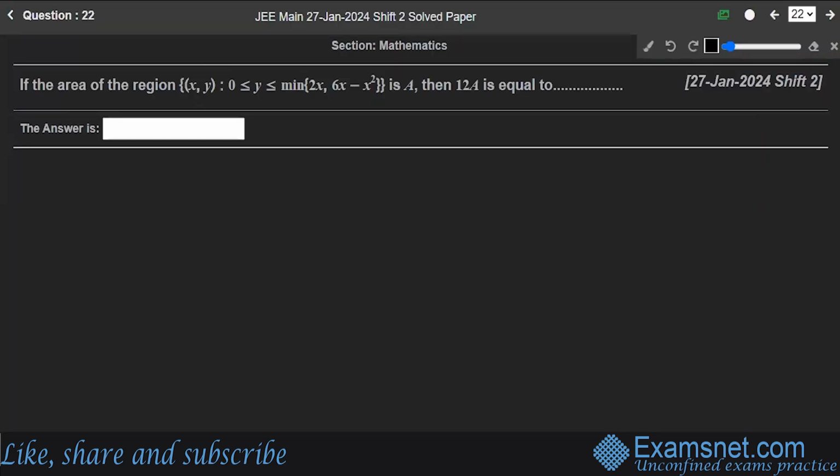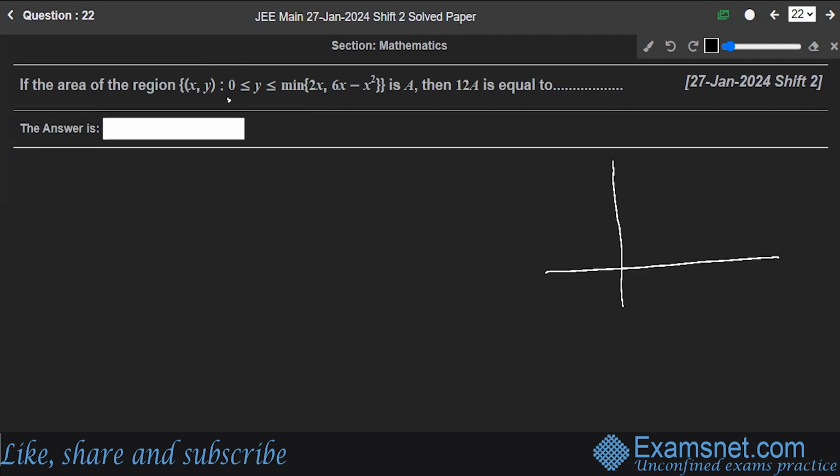Question number 22: if the area of the region given by (x, y) such that y is within the limit 0 to the minimum of these two functions is A, then what is the value of 12A? Basically, you have to find out A. For solving the problem, first of all, you need the area, and the best thing to do is plot a graph.